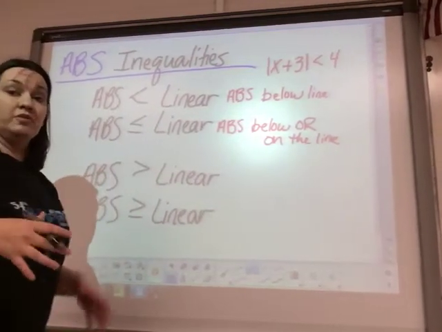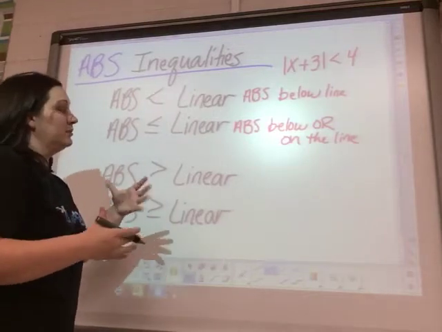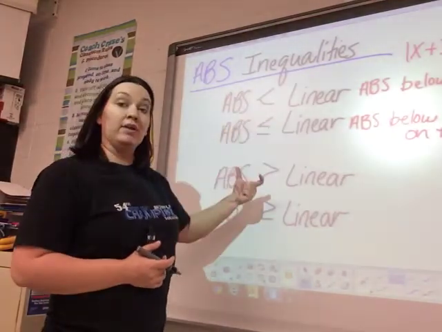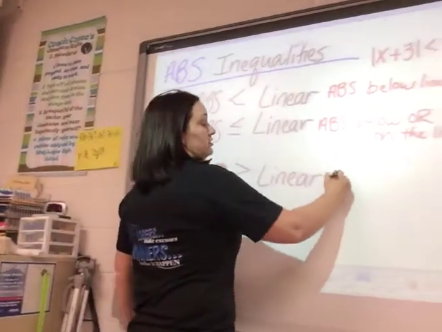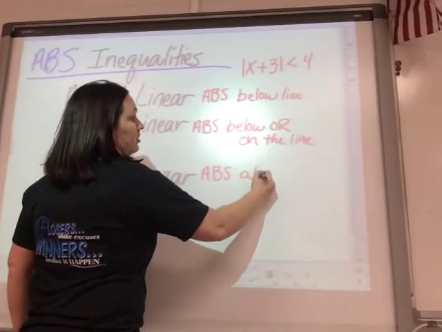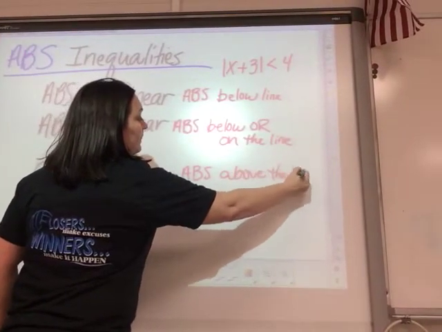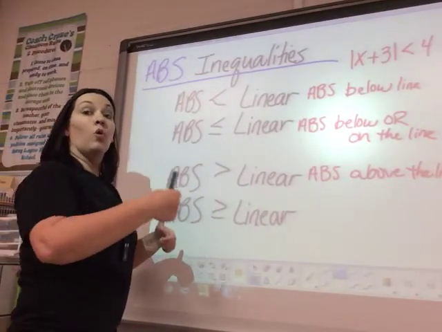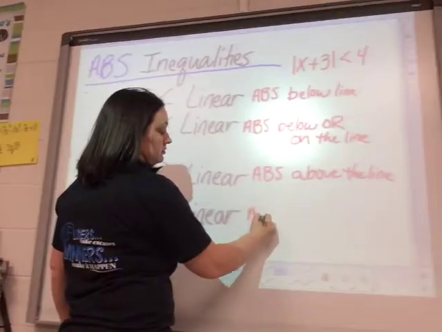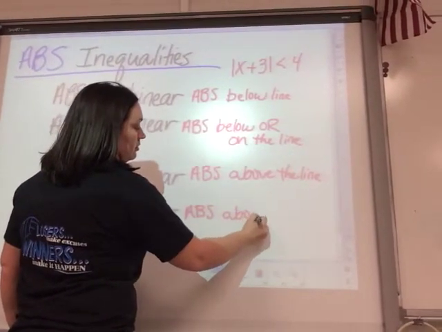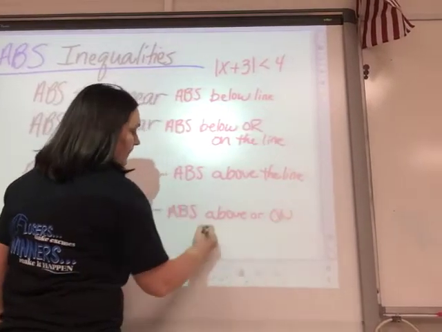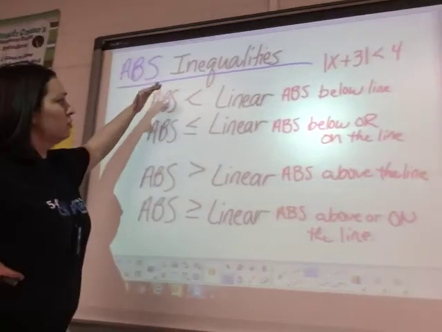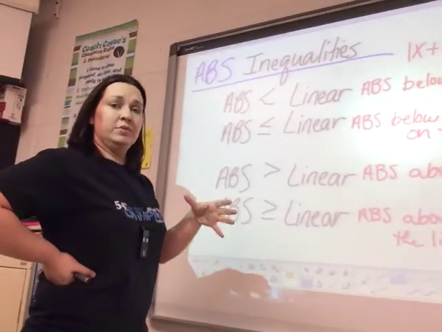And we're going to do some examples. So right now, just take this in and think about it. Absolute value greater than linear. Well, if less than was below, greater than is going to be above. So absolute value above the line. Greater than or equal to is going to mean that absolute value is above or on the line. Okay? So we're going to talk about this as we do some of the examples coming up.